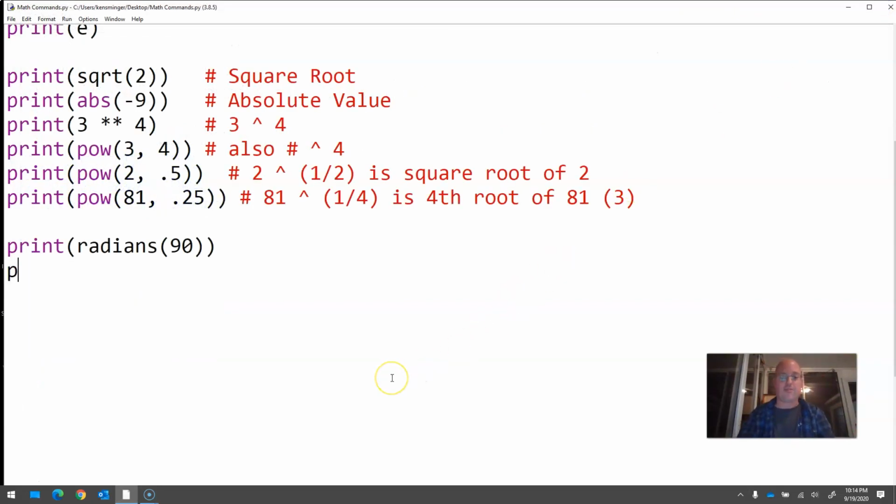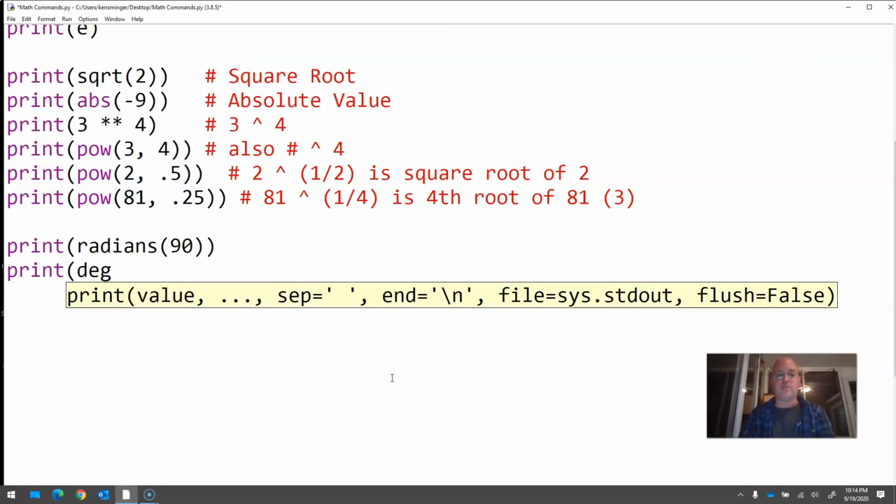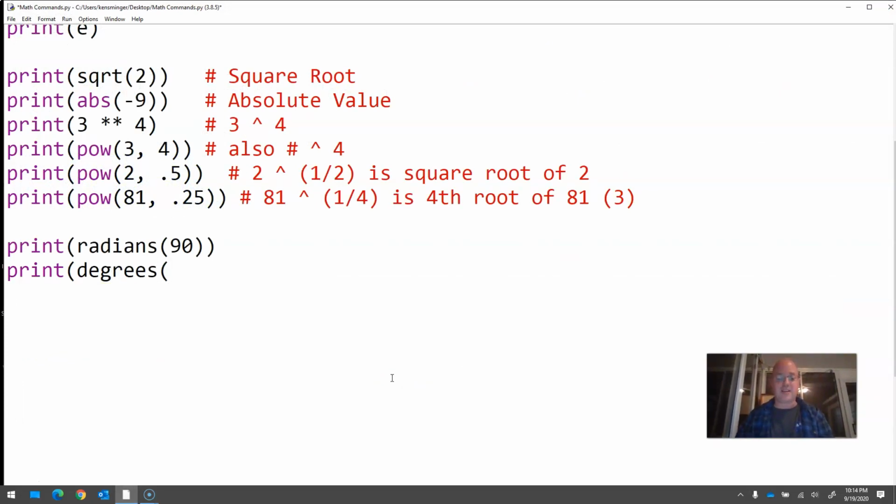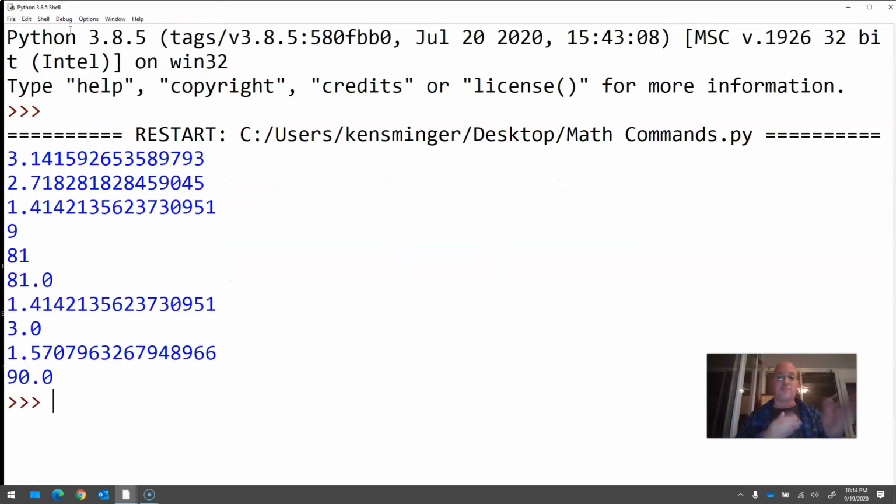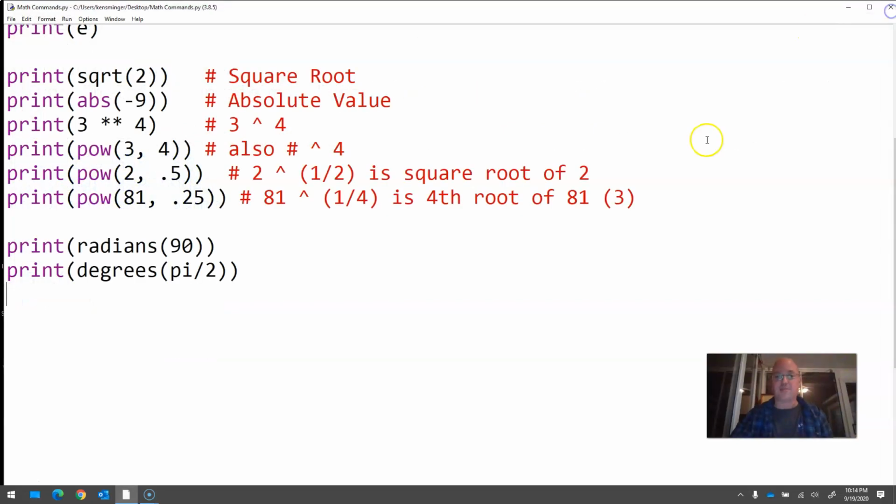If you want to go backwards, print degrees, and remember, pi is a built-in thing, so I could say degrees pi divided by 2. And again, for those of you who know what you're doing, pi divided by 2, top of the circle. Hey, look, those are inverses. They're going to give you the same answer back and forth. 90 degrees is equal to pi over 2 radians.